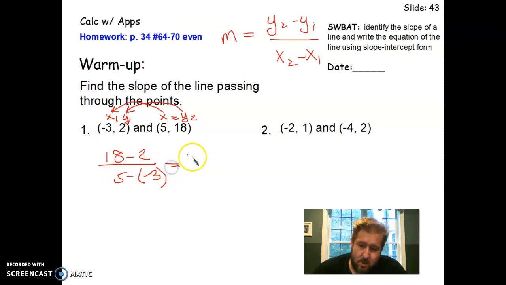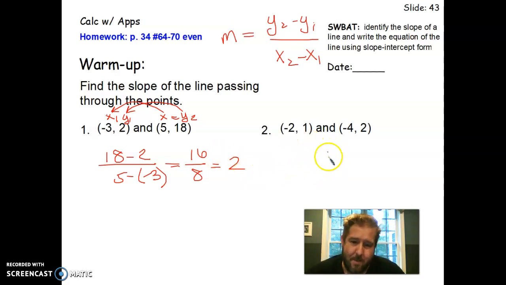Now 18 minus 2 is going to give us 9. 5 minus negative 3 is going to give us, I'm sorry, look at me. Sorry, let me try that again. So not divide. 18 minus 2 is 16. 5 minus negative 3 is 8. And then divide and you get 2 is the slope. So we're up 2, right 1.